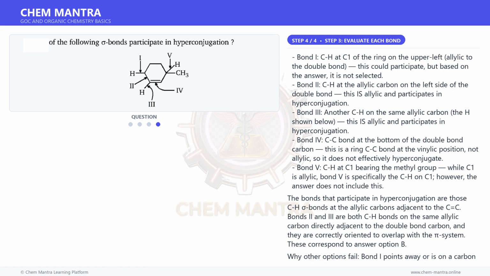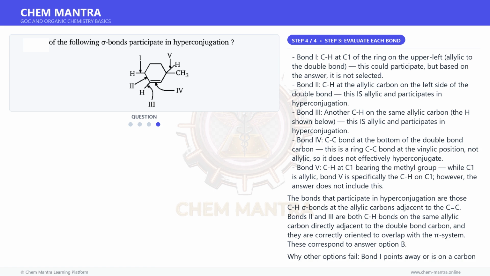Bond V, C-H at C1 bearing the methyl group, while C1 is allylic. Bond V is specifically the C-H on C1, however, the answer does not include this. The bonds that participate in hyperconjugation are those C-H sigma bonds at the allylic carbons adjacent to the C=C. Bonds 2 and 3 are both C-H bonds on the same allylic carbon directly adjacent to the double bond carbon, and they are correctly oriented to overlap with the pi system. These correspond to answer option B.